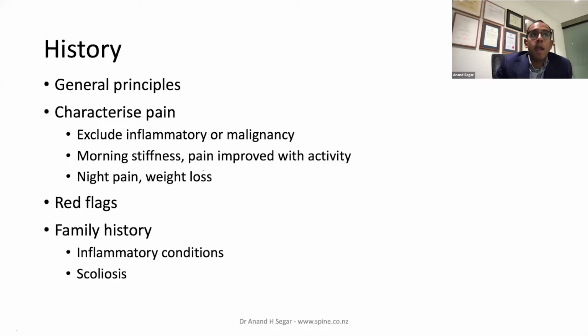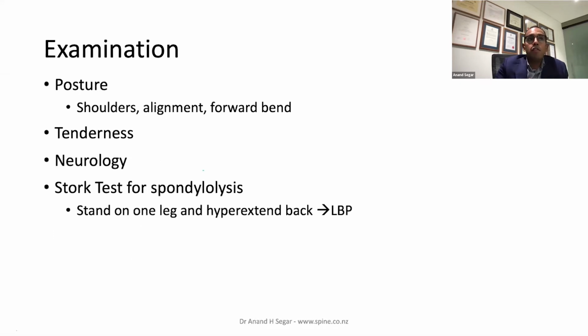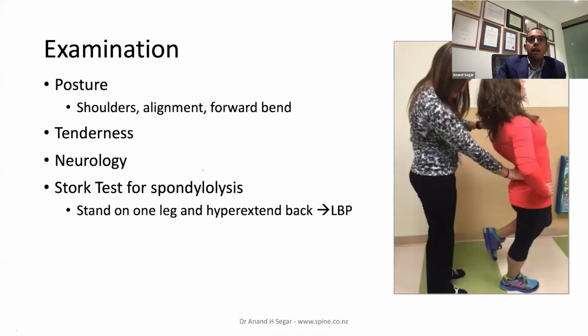You want to characterize the pain, exclude inflammatory or malignant conditions. So morning stiffness or pain improved with activity, night pain or weight loss. Exclude red flags, which are the same. And then interested in family history, especially for inflammatory conditions and scoliosis. The examination, you're going to look at their posture, specifically looking at their shoulders and the alignment for scoliosis, tenderness and neurological examination. And then you have the stork test for spondylolysis, where you ask the child to stand on one leg and hyperextend their back and see if that aggravates their back pain. So that's looking for a spondylolysis at L5S1.